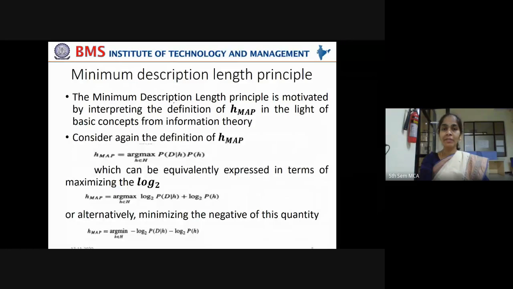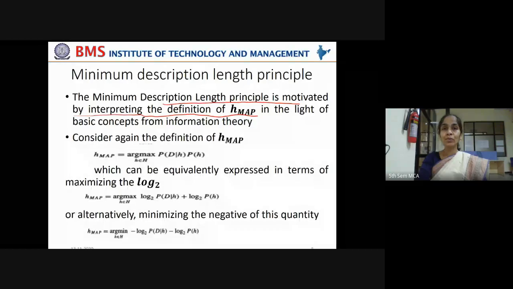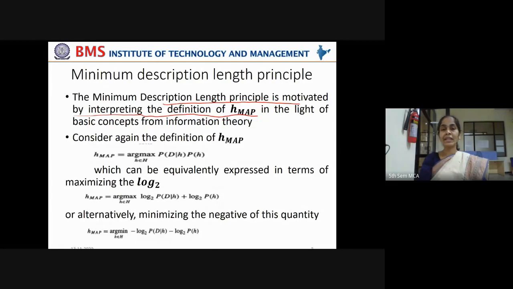Now the minimum description length principle is motivated by interpreting the definition of HMAP. What is HMAP? Maximum a posteriori hypothesis. You have lots of hypotheses, but which hypothesis has the maximum probability of being true with the set of training examples given, which is consistent with the training examples given. That is called your HMAP.